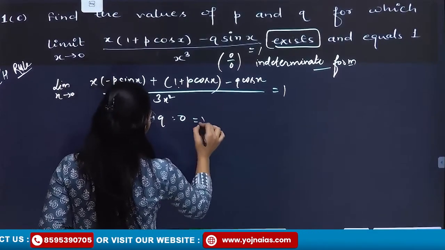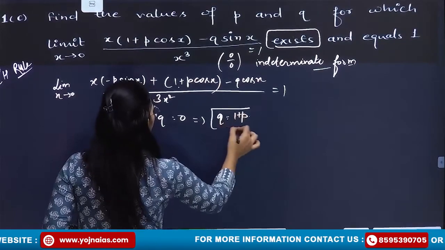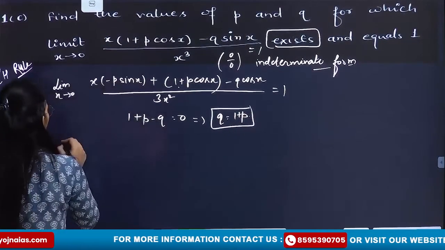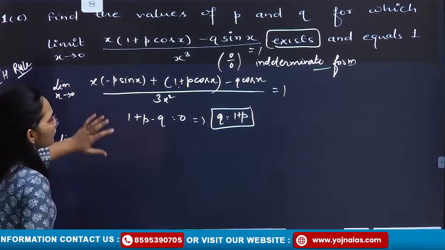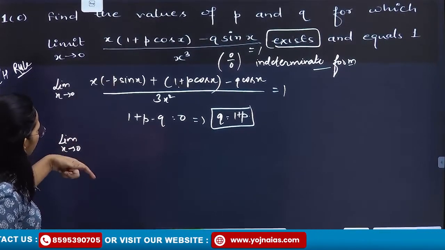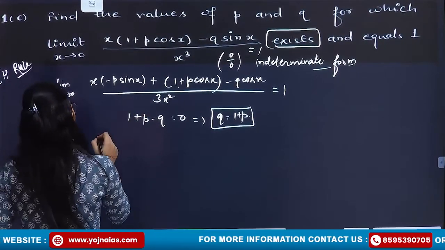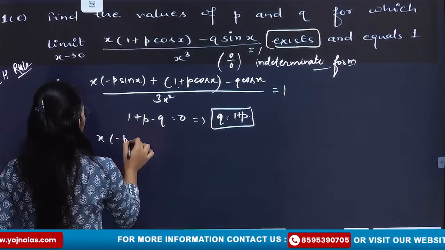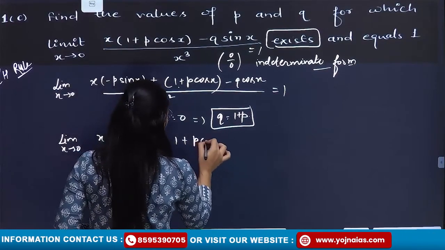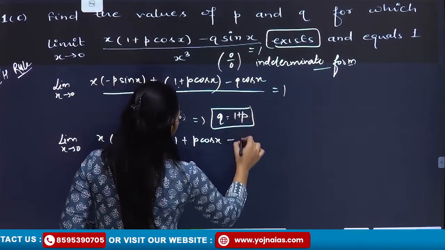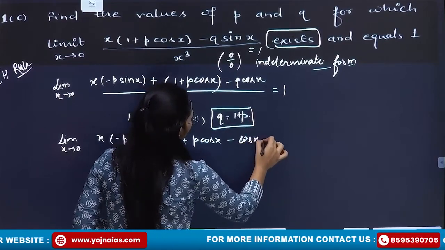That is why 1 plus p minus q equals 0. Then again, it would turn into 0 by 0, so again we would apply L'Hopital's rule. Let's first put minus p sin x plus q sin x at the place of 1 plus p cos x.